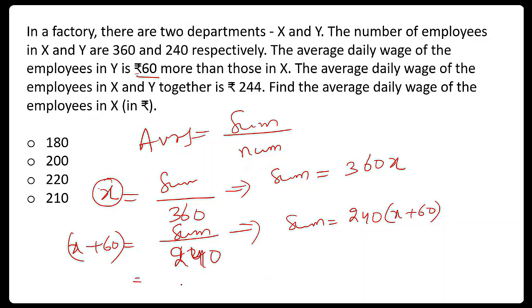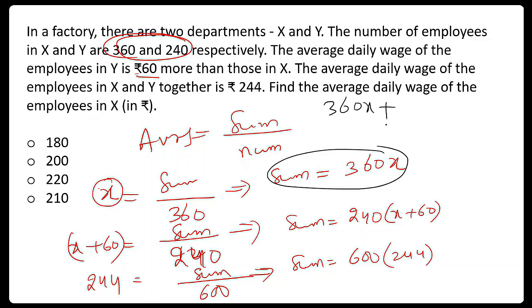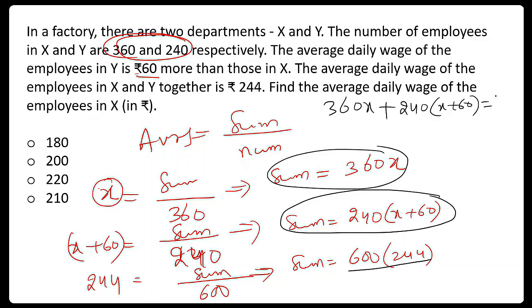So here also on cross multiplication, the sum of the salaries of all the employees is 240 into x plus 60. At the same time, we are given the average salary of total employees in the company. Total is 360 plus 240, 600 people, and it is 244. So the sum of the salaries of all the employees is 600 into 244. That means 360x plus 240 into x plus 60 is equal to 600 into 244.